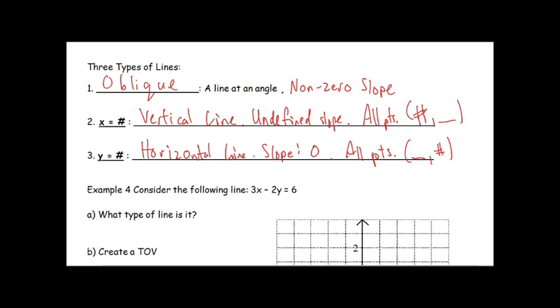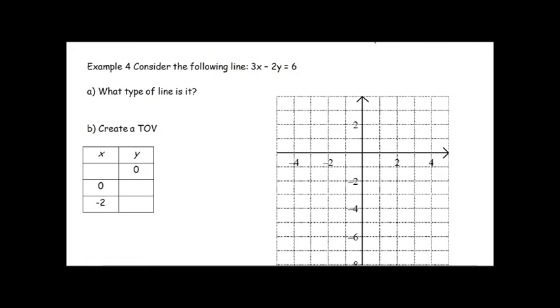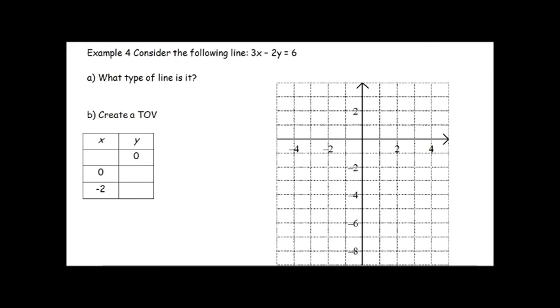Okay, so one last example here, example number 4. If we consider the following line, 3x minus 2y is equal to 6, first of all, we're asked what type of line it is. If we have both x's and y's in an equation, this is going to be an oblique line. An oblique line means that it's going to have some non-zero slope. It's going to be a line that's at an angle, either angled upwards or downwards.